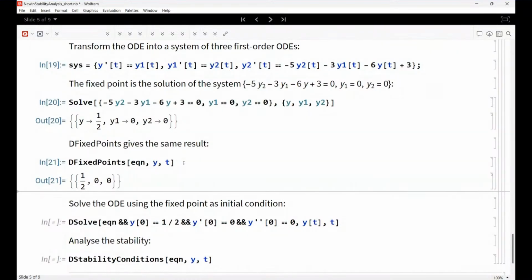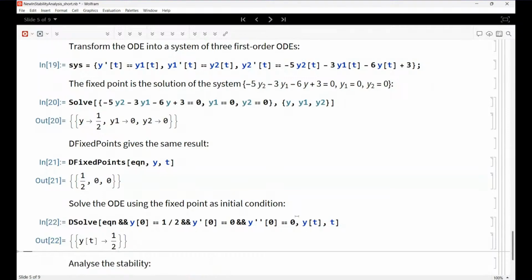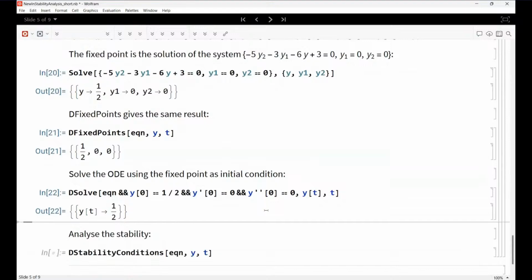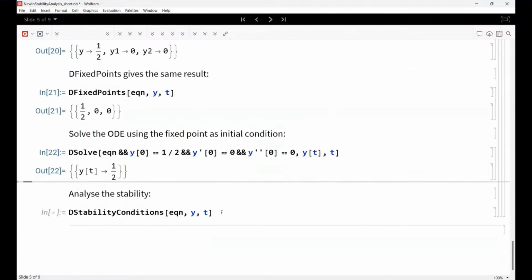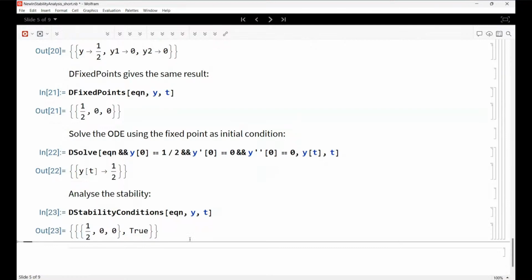Now if we use the coordinates of the fixed point as initial conditions for the higher order equation, we will get a constant solution. If you start from the fixed point, you stay in the fixed point. And these stability conditions, in this case, will show that the point is stable.